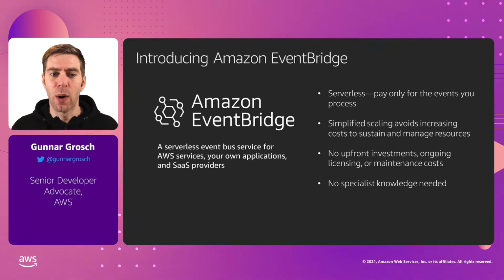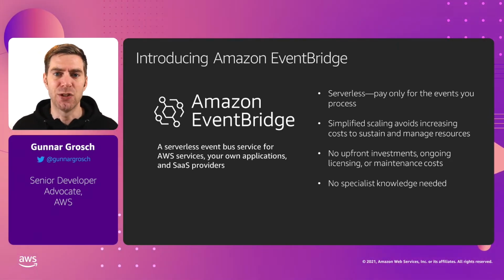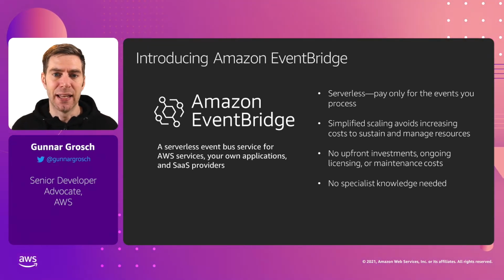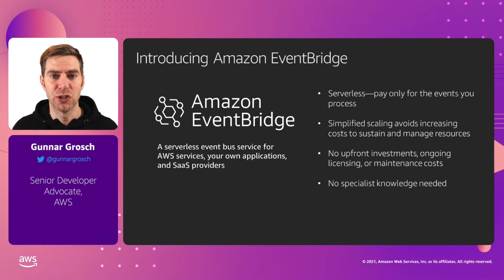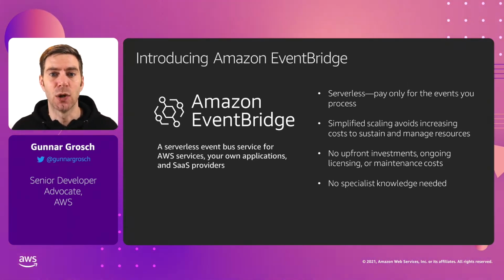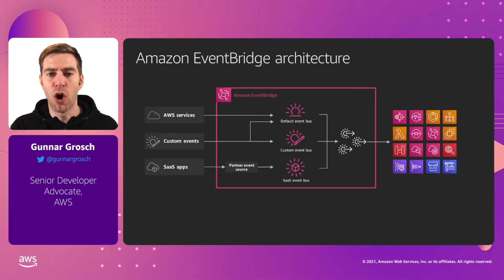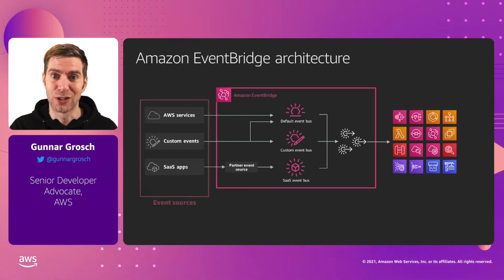So, to do that, I want to introduce you to Amazon Eventbridge, and that is our serverless event bus service that makes it easy for you to connect your application to data from a variety of different sources. Eventbridge delivers a stream of real-time data from your own applications, from SaaS applications, or from AWS services, and then routes that data to different targets. So looking at the architecture of Eventbridge, it might look a bit complicated, but it actually isn't. Eventbridge is fairly easy to get started with.